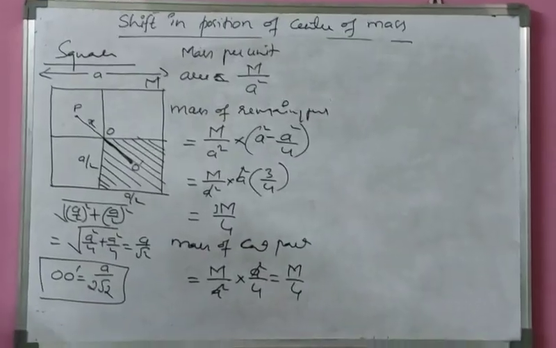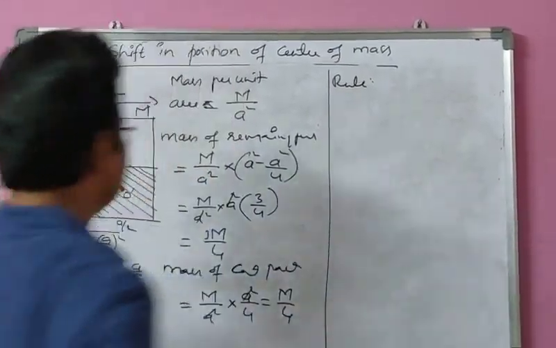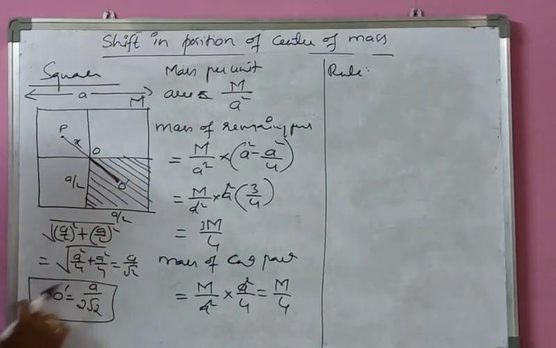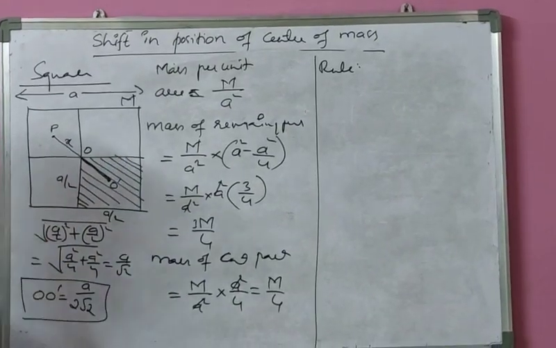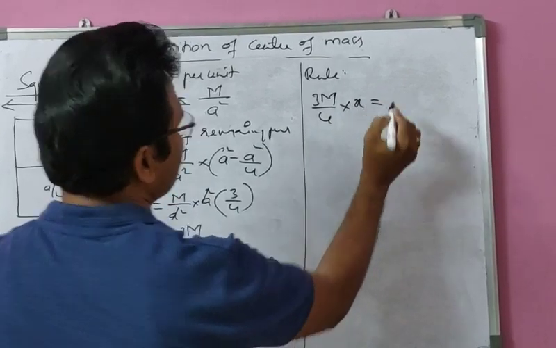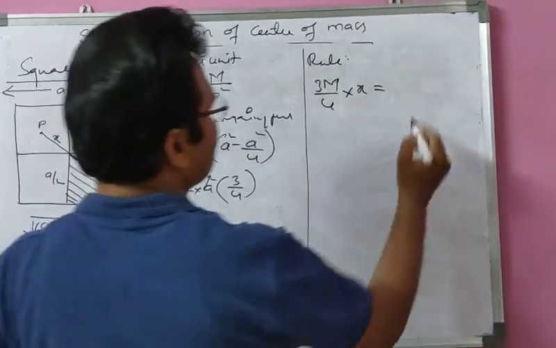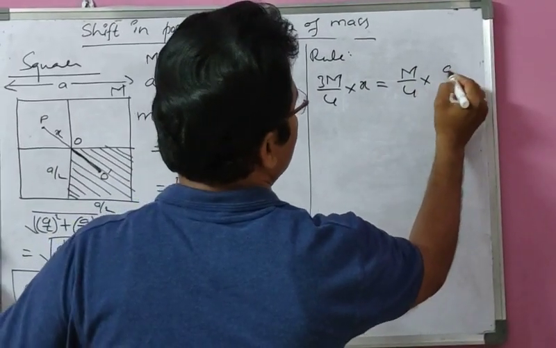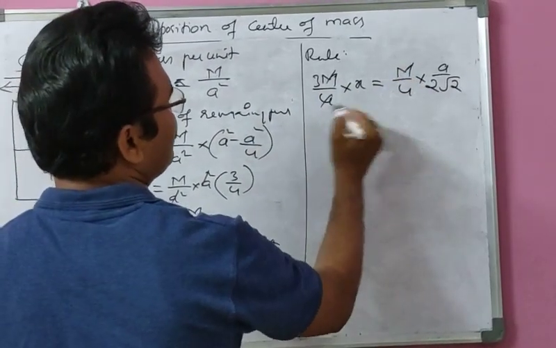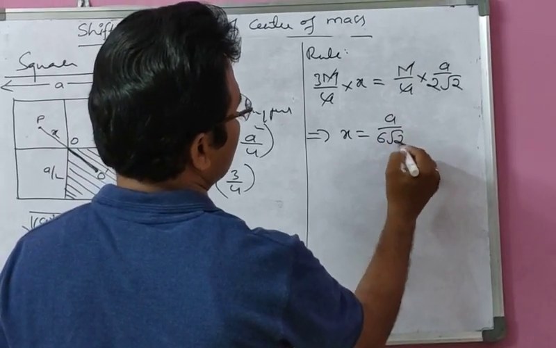Now, what is the rule? Let us apply the rule here. The rule is: moment of the remaining part about the center of mass equals moment of the cut part about the center of mass. Moment means mass into distance. The mass of the remaining part is 3M by 4, into x, equal to the mass of the cut part, M by 4, into the distance A by 2 root 2. So M cancels out, 4 cancels out, and we get x equal to A by 6 root 2.